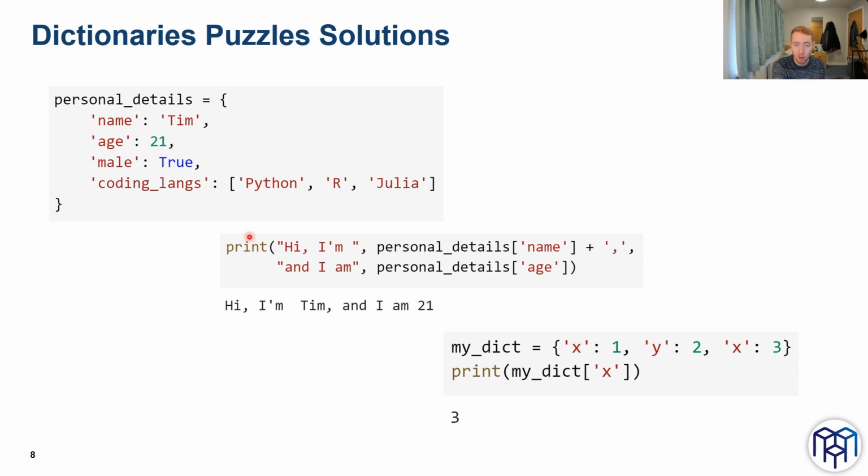Then printing out a few values, we just use these square brackets and the corresponding key. So take my details and then use name. So I'm Tim and I'm 22 now.